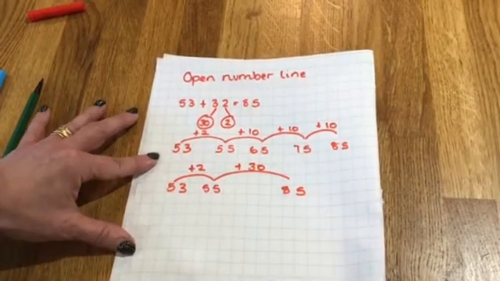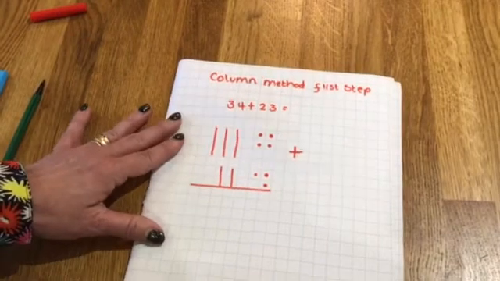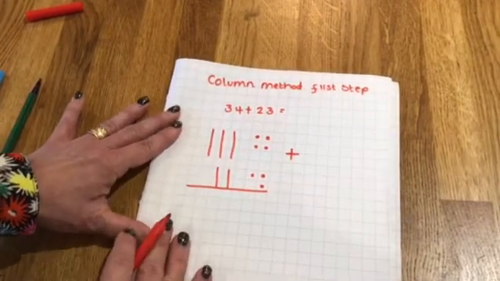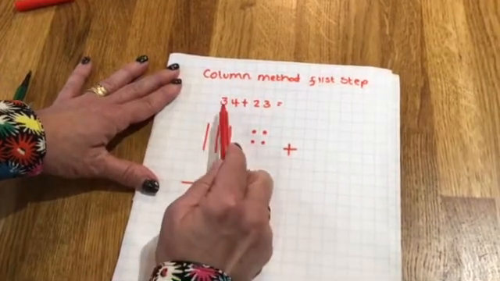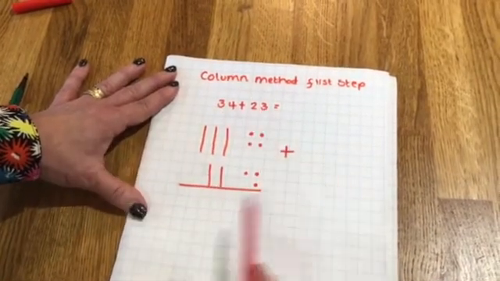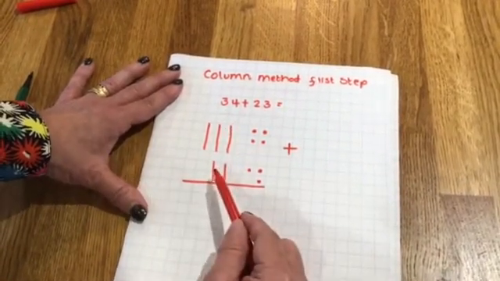Well done, children. Now we're going to move on to the next method. And the next method is our first step in column addition. And it's where we draw a pictorial representation. So here I'm going to add 34, add 23. And you can see that I've drawn my picture.